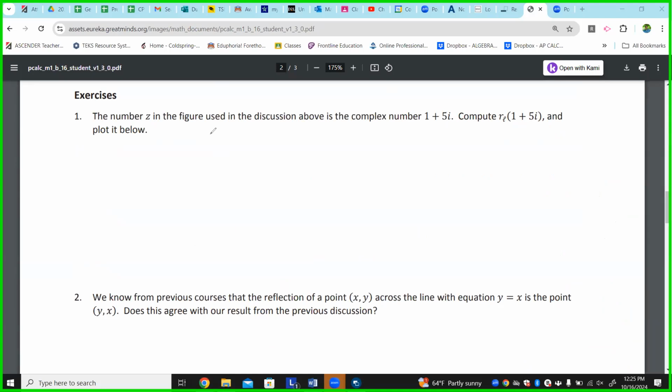So with that being said, now that I know I'm reflecting over line L, which was the reflection over y equals x, all right. If I want to reflect over line L, and I know that line L is y equals x, knowing that fact, I can now just go figure out the answer, which is just i times the conjugate. So that's what I'm going to do. Now that I know that z is 1 plus 5i, that's going to be i times, what is the conjugate of 1 plus 5i?